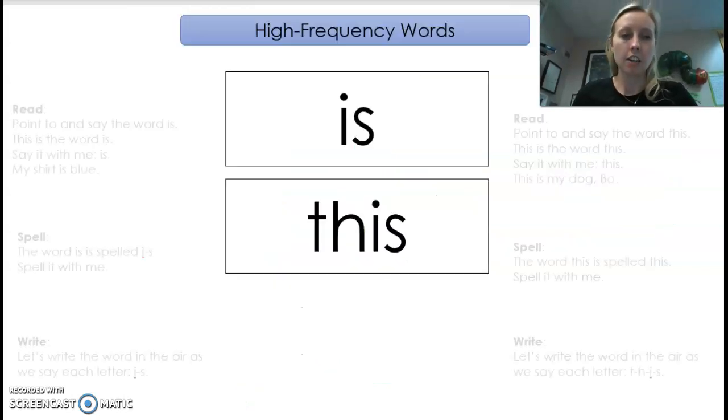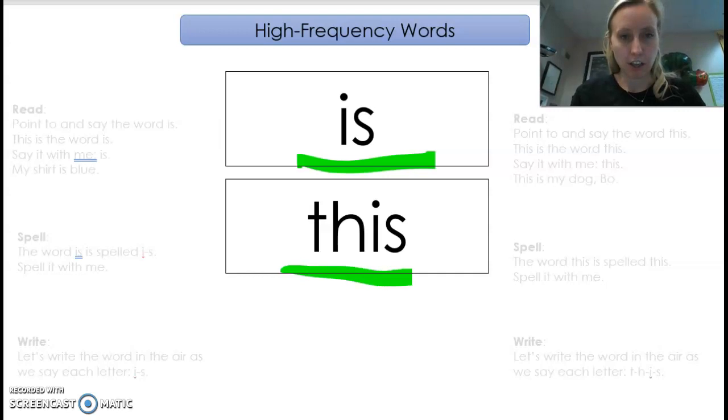Okay, friends. These are our new sight words for today. This word is. What's the word? Is. Let's spell it. I-S. Your turn. I-S. Now let's write it in the air. I-S.